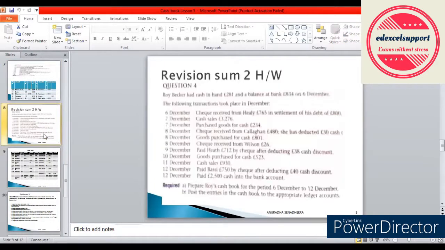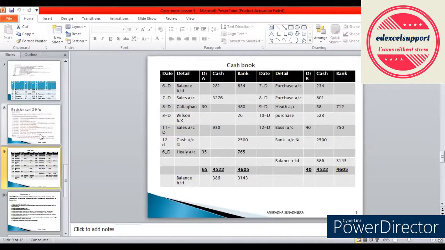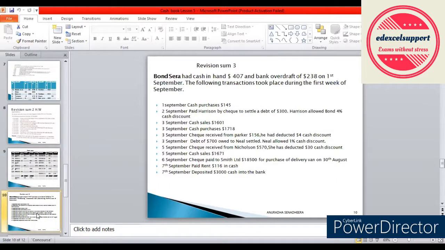That's another revision sum, please. You can go through this sum and same type of sum we discussed. So you can do by yourself. Answer is given here. So you have to go through this and you have to do it by yourself and check whether the answer is correct after that. So I'm moving to the revision sum number 3.